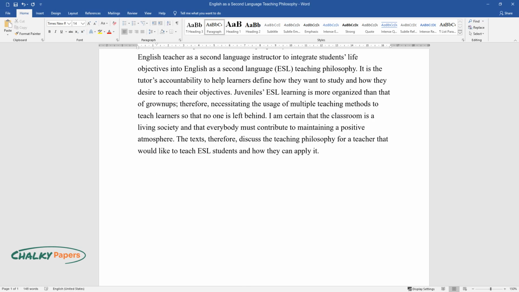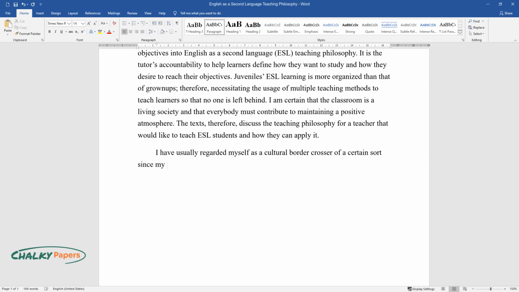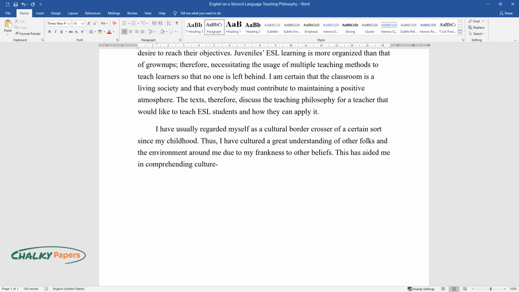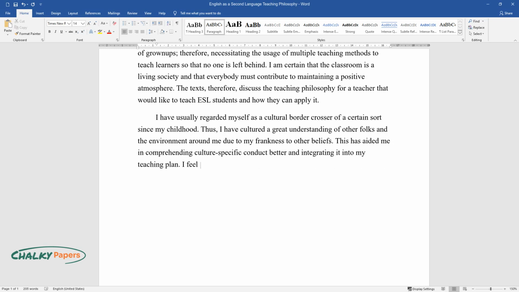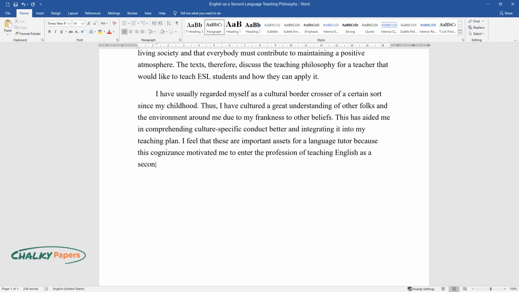can apply it. I have usually regarded myself as a cultural border crosser of a certain sort since my childhood. Thus, I have cultivated a great understanding of other folks and the environment around me due to my openness to other beliefs. This has aided me in comprehending culture-specific conduct better and integrating it into my teaching plan. I feel that these are important assets for a language tutor because this cognizance motivated me to enter the profession of teaching English as a second language.